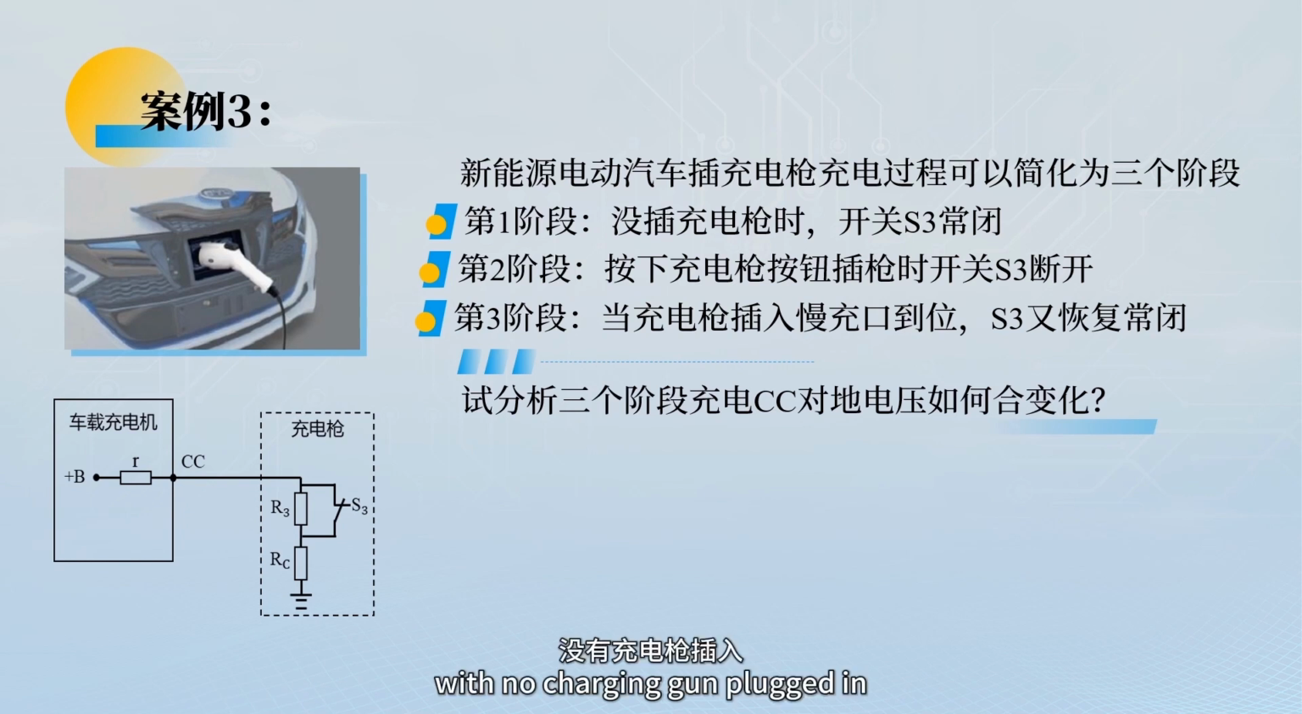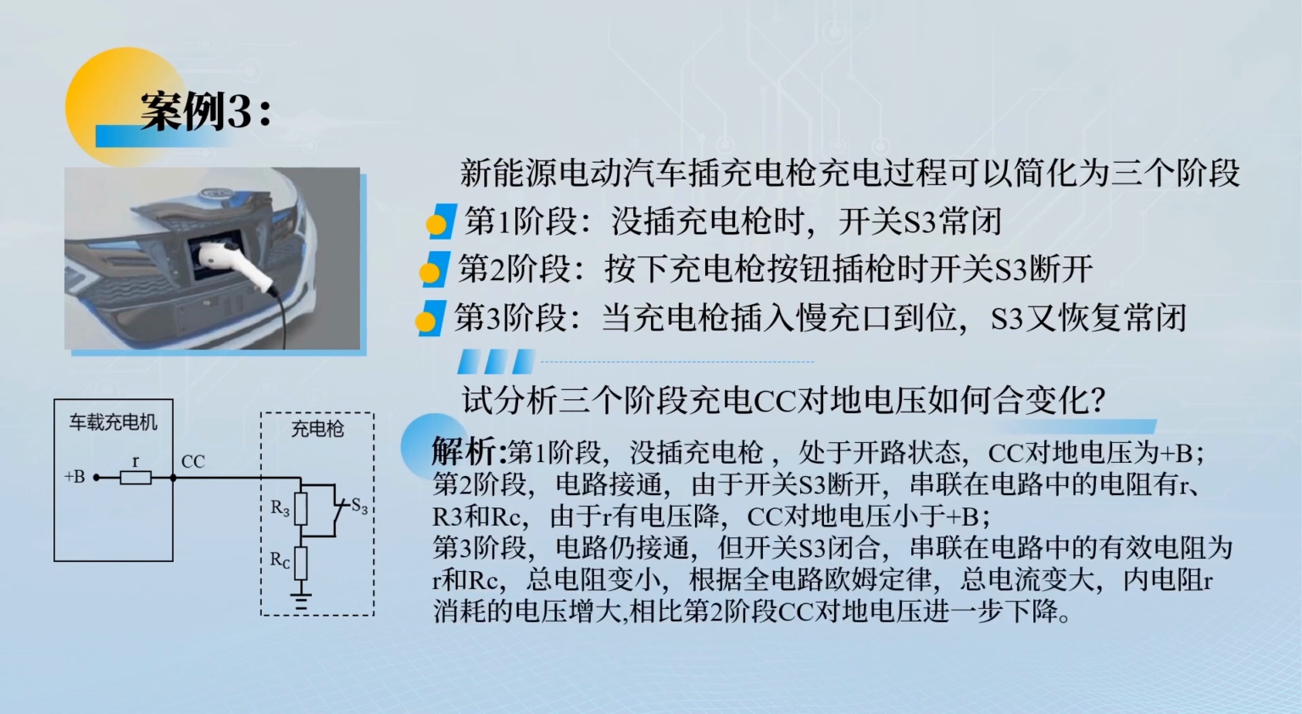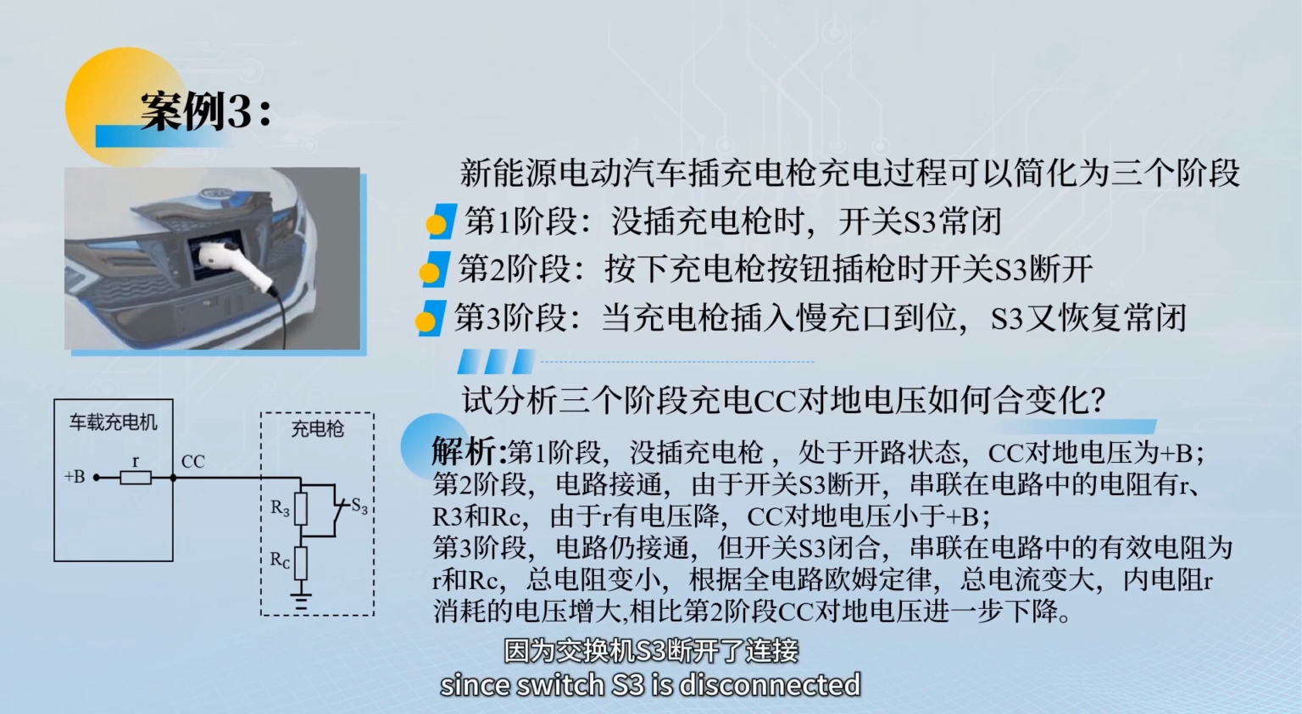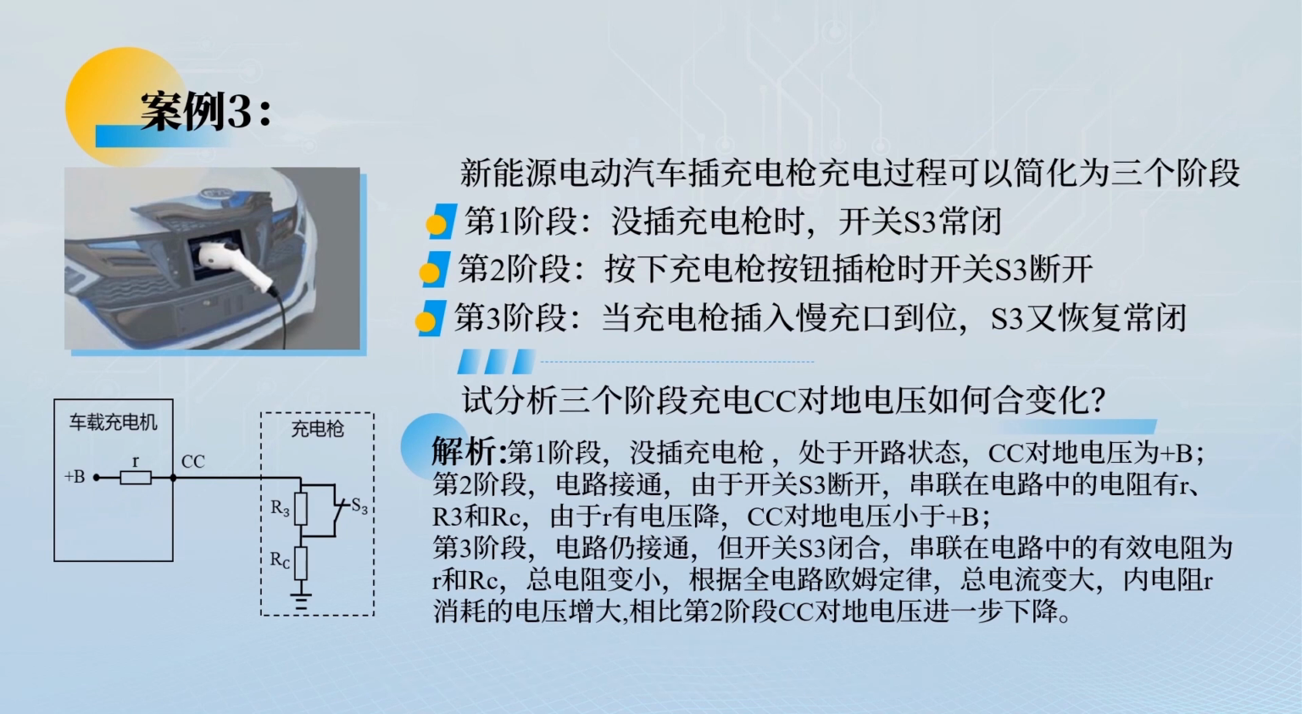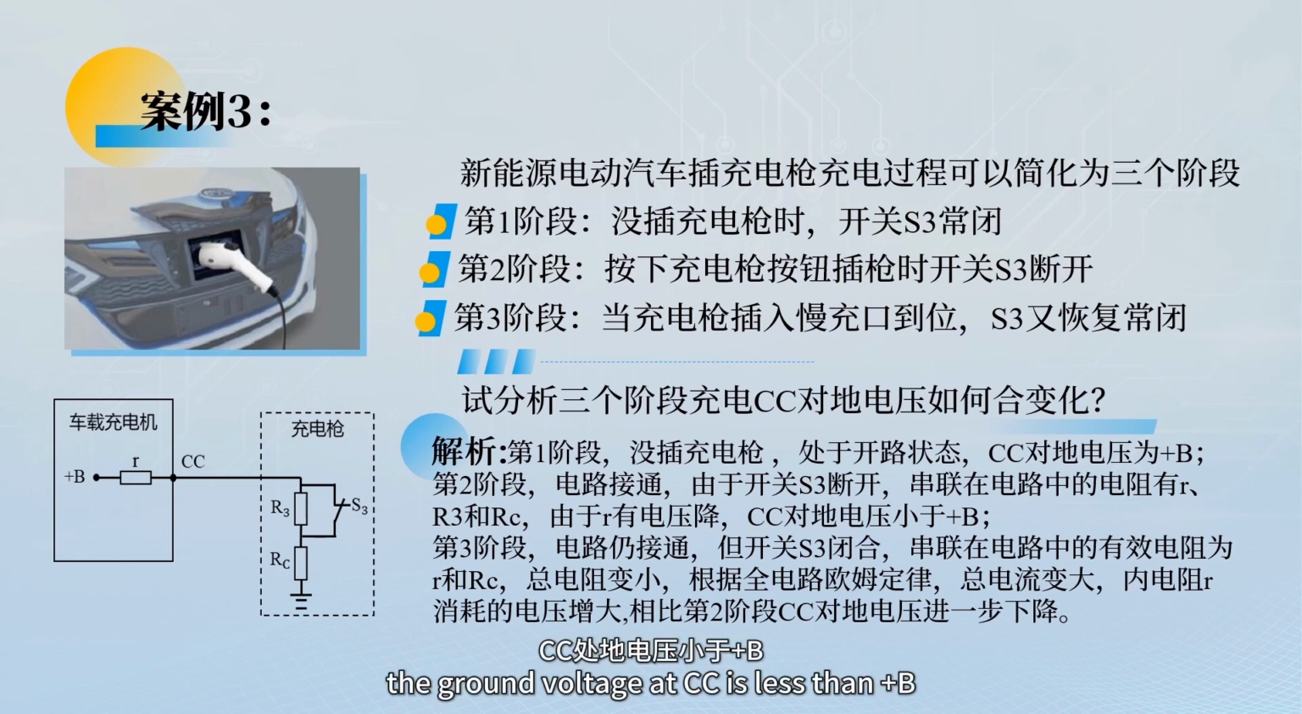In stage 1, with no charging gun plugged in, it's an open circuit, and the ground voltage at CC is plus B. In the second stage, when the circuit is on, since switch S3 is disconnected, there is a resistance R in series in the circuit, R3 and RC. Since R has a voltage drop, the ground voltage at CC is less than plus B.